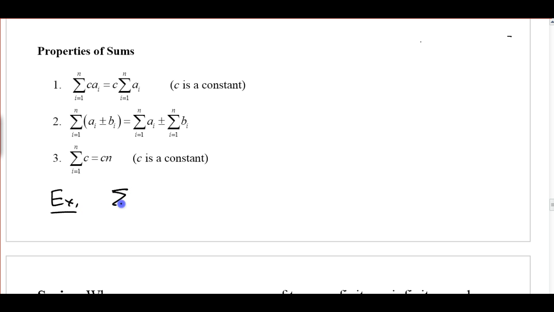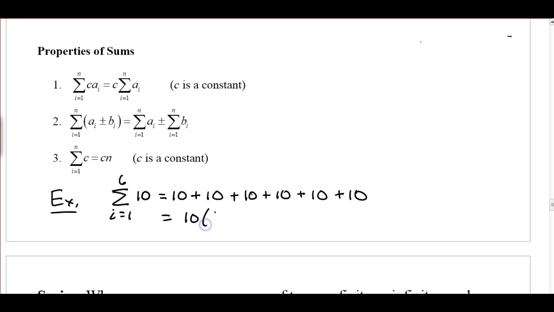So let's say I have the sum as i goes from 1 to 6 of 10. Okay, so I'm going to use values from 1 to 6. So when i is 1, the value of my function is 10. When i is 2, the value of my function is 10. When i is 3, my value is still 10, and then 10 for when i is 4, 10 for when i is 5, and 10 for when i is 6. So this turns out to just be 10 times 6. That's my value of c.